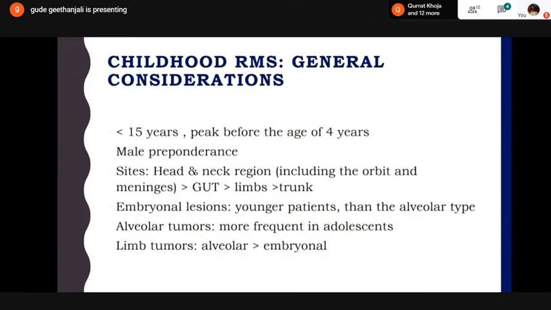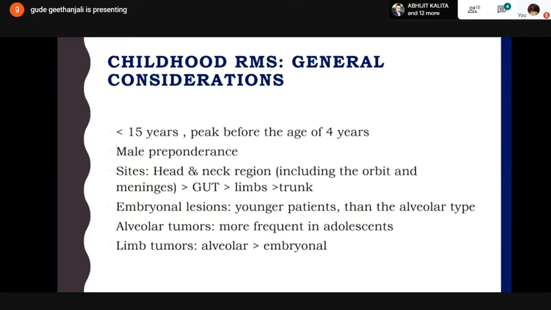So moving on to rhabdomyosarcomas, the childhood rhabdomyosarcomas are more common in the age of less than 15 years, and the peak age is before 5 years. It has a male preponderance, and the most common sites are the head and neck region, followed by gut. It is common in the retroperitoneal region, paratesticular region, limbs, and trunk. And the embryonal type occurs in younger patients than the alveolar subtype, whereas alveolar subtype of the rhabdomyosarcomas is frequent in adolescents, whereas spindle cell and sclerosing rhabdomyosarcomas can occur in infants, young children, and also adults.